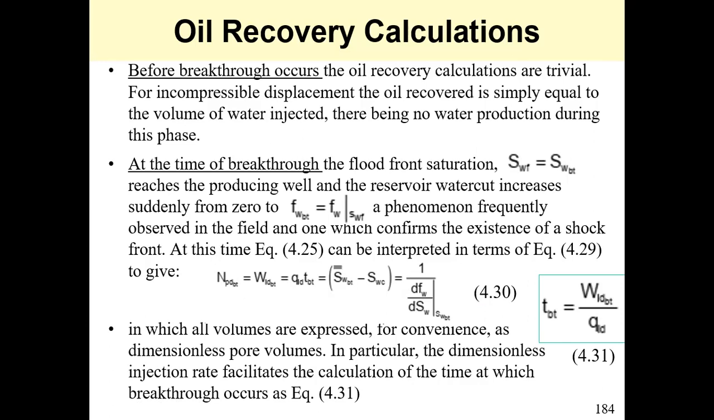All the water produced is a result of water injected. At breakthrough, the flood front saturation, SWF, becomes SWBT, reaches the producing well, and the water cut progressively increases from zero to the fractional flow of water at that time. A phenomenon frequently observed in the field and one which confirms the existence of a shock front. Prior to that time, the shock front hasn't gotten to the producing well at all. But as soon as it gets to the producing well, you now start having increasing water saturation there.